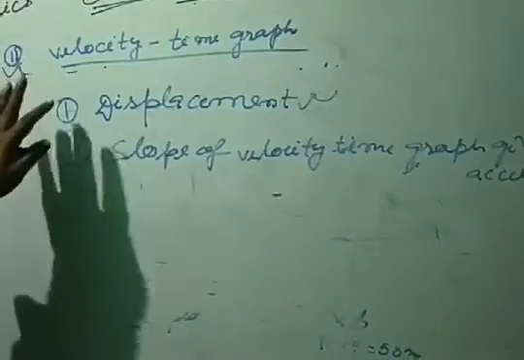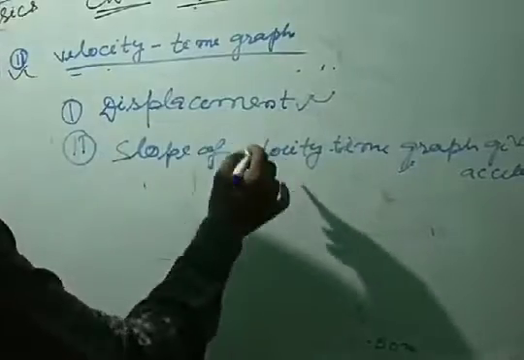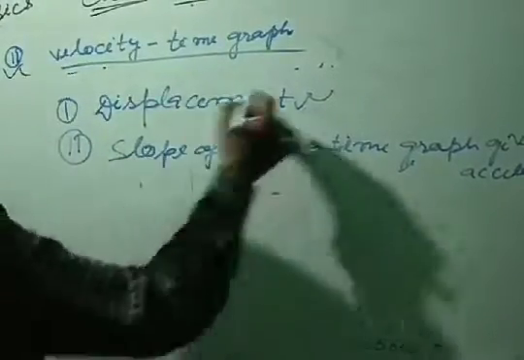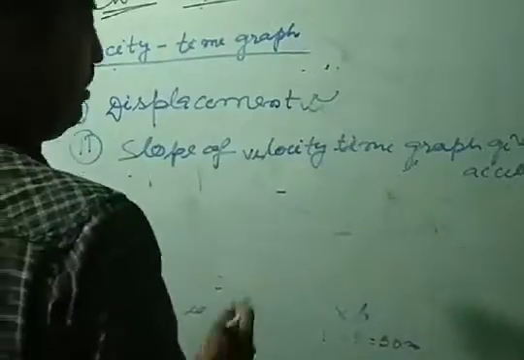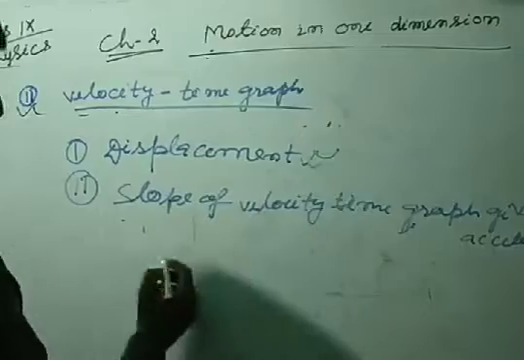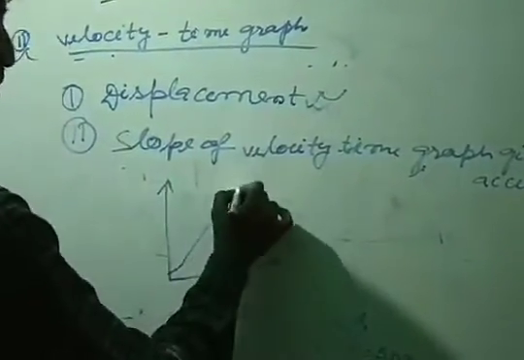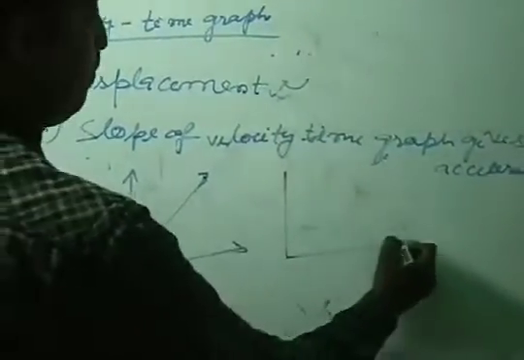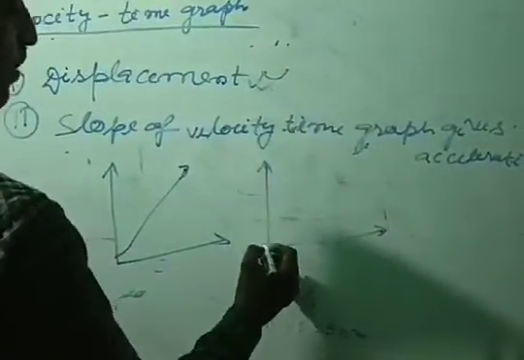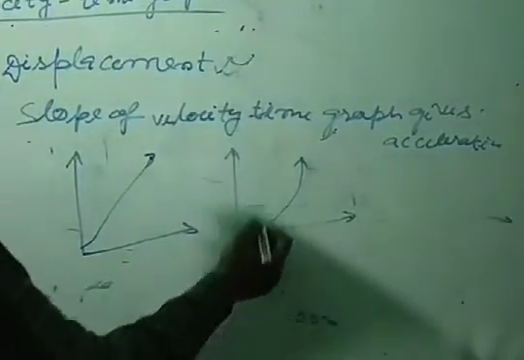We can obtain displacement by the enclosed region between the graph and the axis, and acceleration: the slope of the velocity time graph gives acceleration of the body. If the slope is a straight line, this gives uniform accelerations, and if the slope of velocity time graph is a curved line, then this gives non-uniform acceleration.